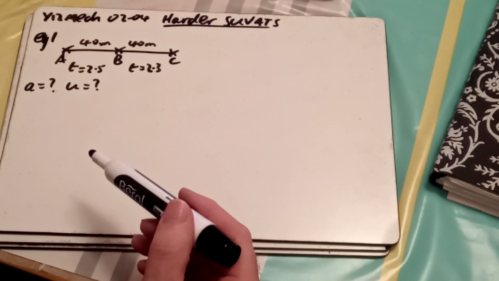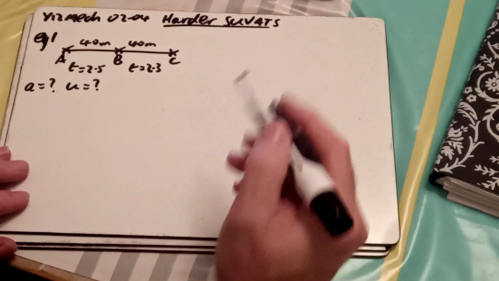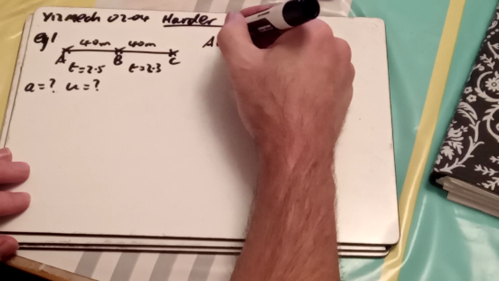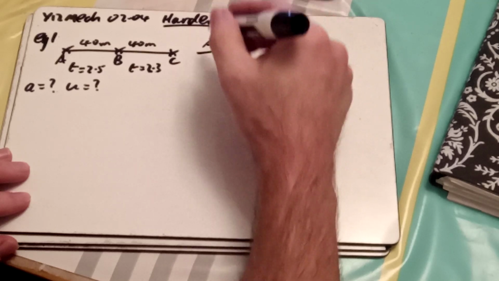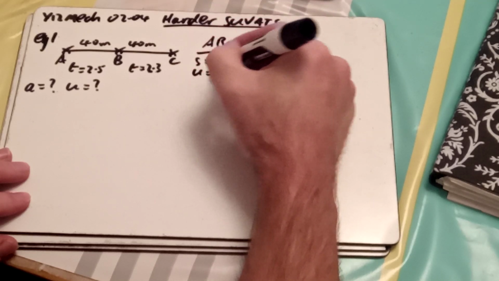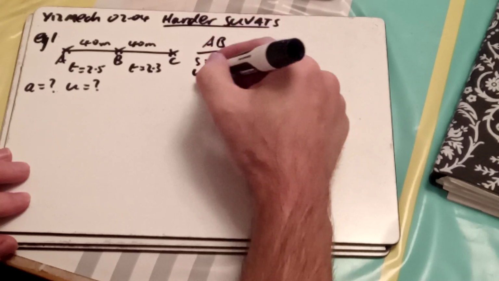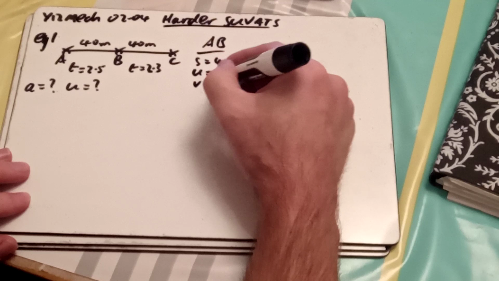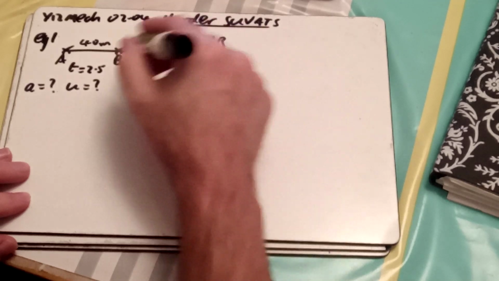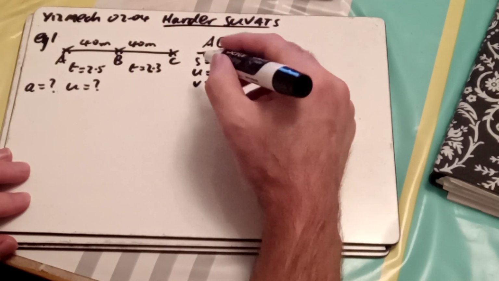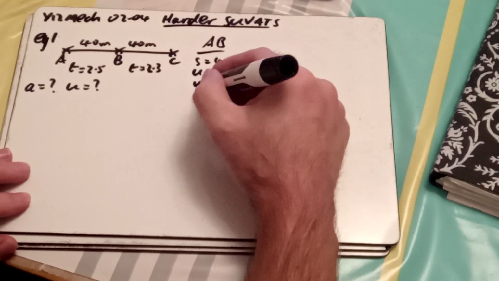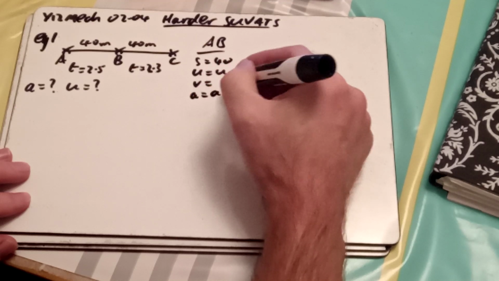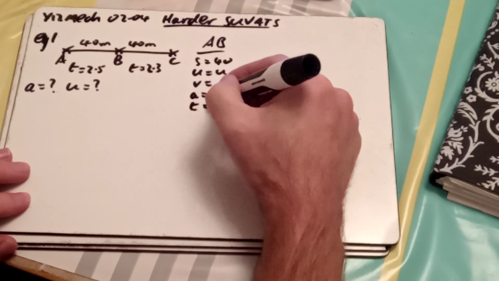there's an alternative I can do, and I'll talk about that with one of the other examples. So I'm going to do A to B, do my SUVAT setup, S equals 40. U, we're going to call it U because that's what I'm after. V is the speed at B now. We'll come to that in a moment. A is constant, we'll call it A, and T is 2.5.